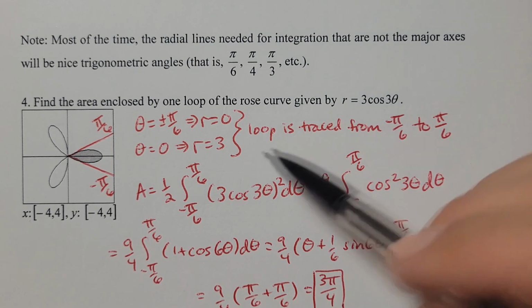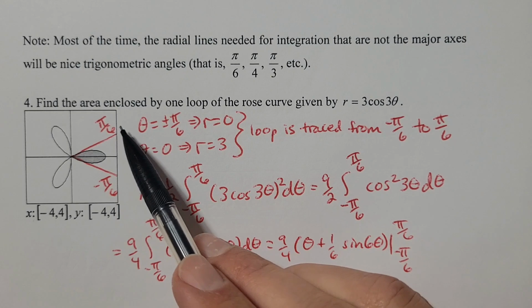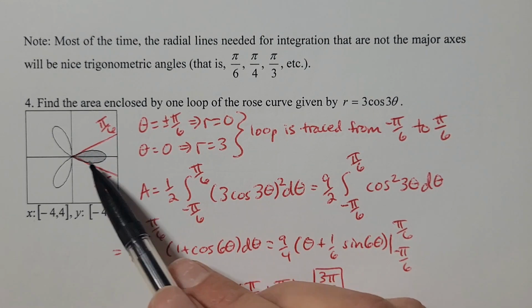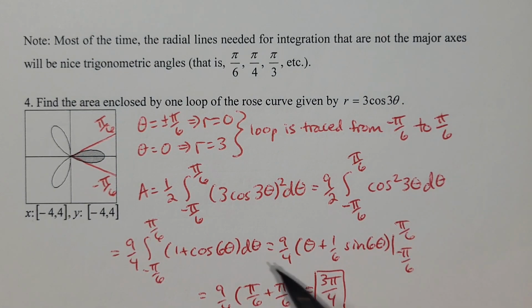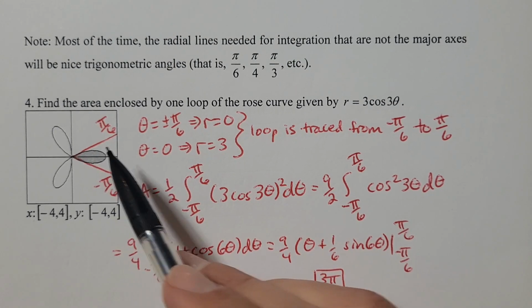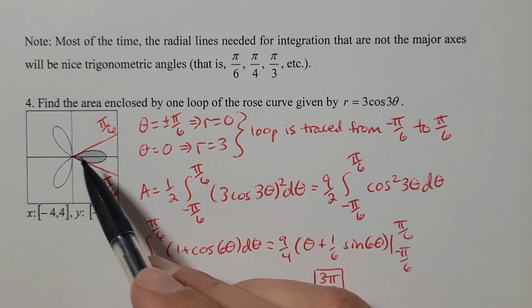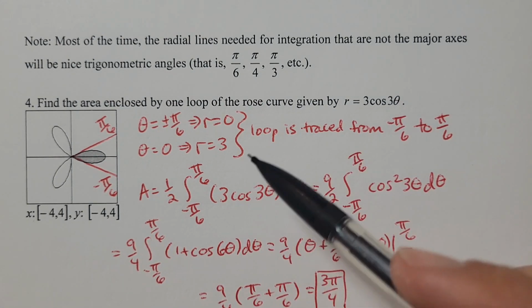Now, in this problem, I want to find the area enclosed by one loop of the rose curve given by r equals 3 times cosine 3 theta. I need to find these radial lines, or the beginning and end of where I'd shade in this one loop. It looks like if I were to draw radial lines, or tangent lines here, it would be pi over 6 and negative pi over 6. Now, I'm just guessing. I want to know for sure.